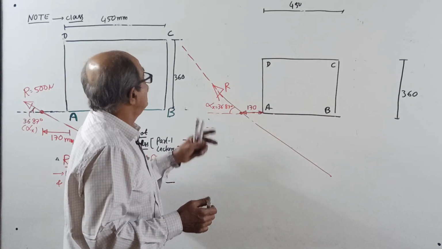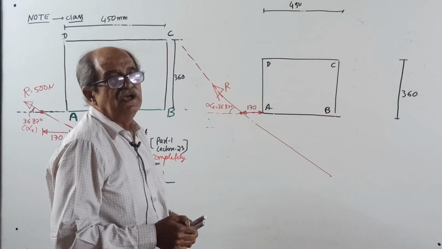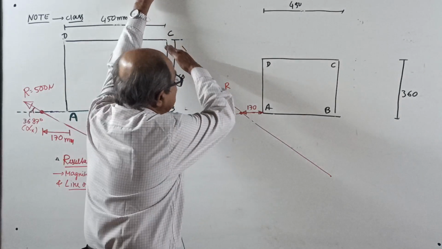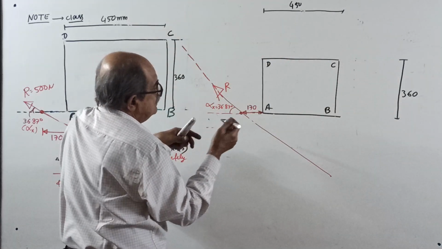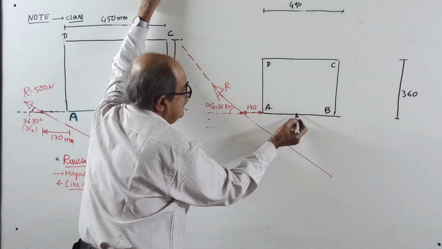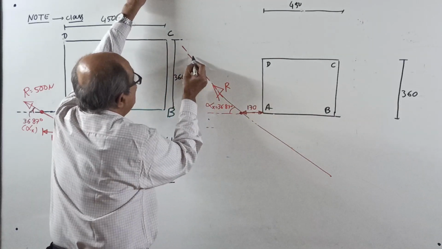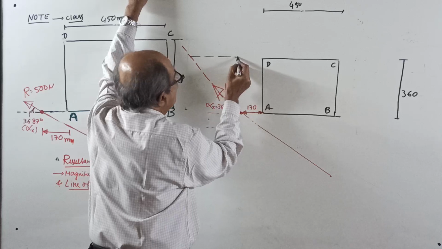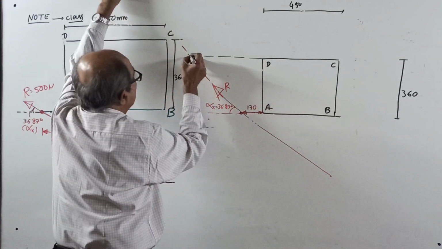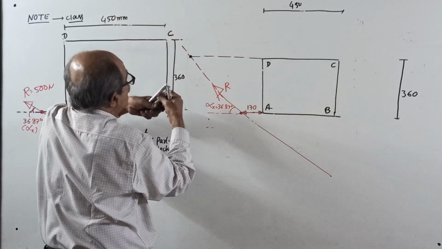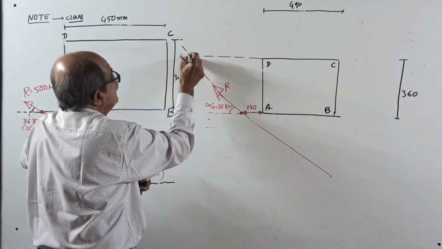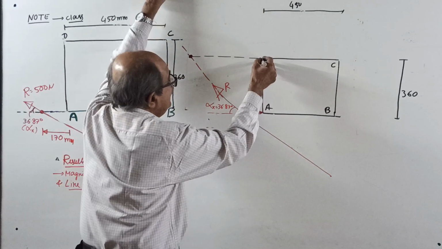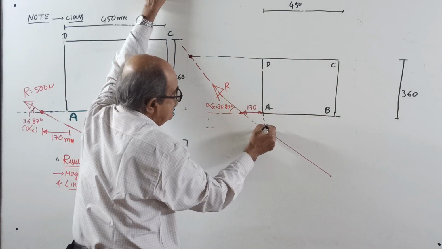Now, one doubt. Sir, you told the resultant cuts each and every line, but it is not cutting any line. Who told? See, the AB line, it cuts here. Extend this line. The DC line, it cuts here. There is one more intersection point here. And the DA line, it cuts here.